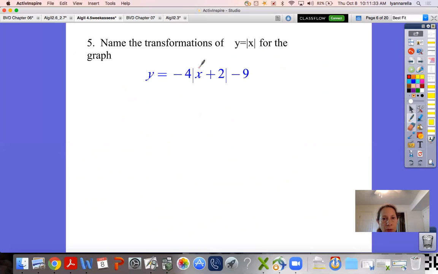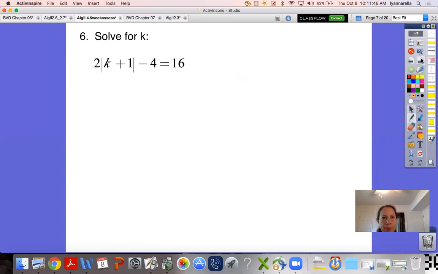Here you can also use Desmos and then just tell me where it goes from the parent, or you can tell me this number, and this number, and this negative sign all do something. So this does something, this does something, this does something, this does something. So remember to name them all.